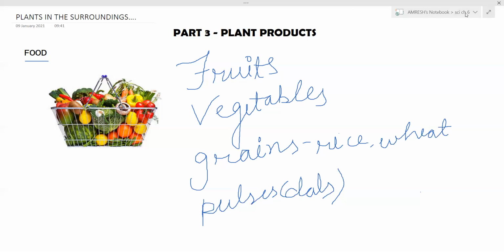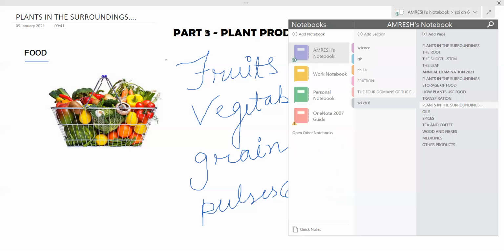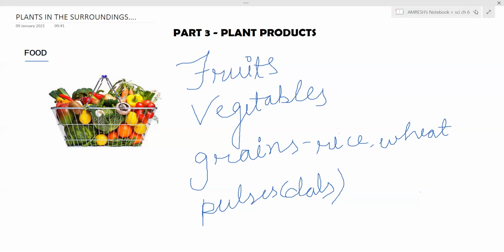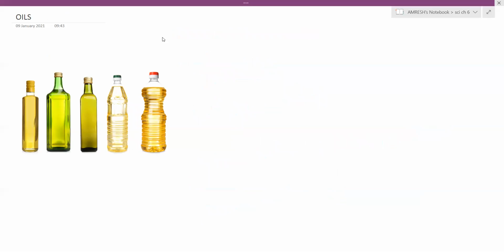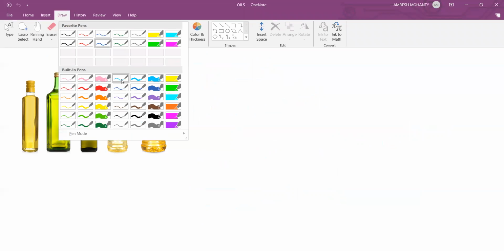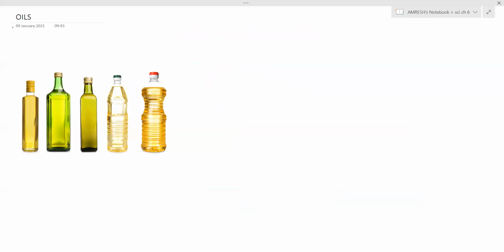So my question is, do we get only food products or something else? Yes, we get something else. So we will read one by one about that. The first thing that we get is food product, and the next thing that we get is oils. Without oil, cooking is not possible. In most of the food items, oil is very much required. So we get oil from different seeds of the plant.